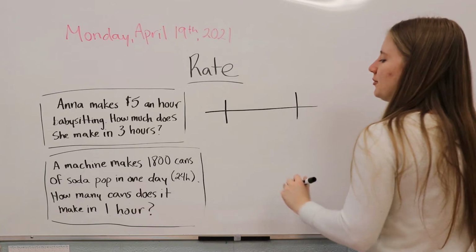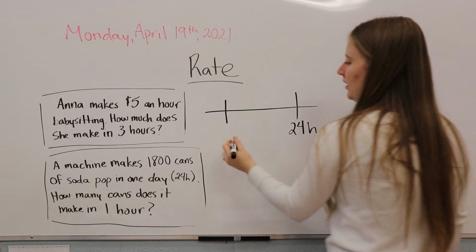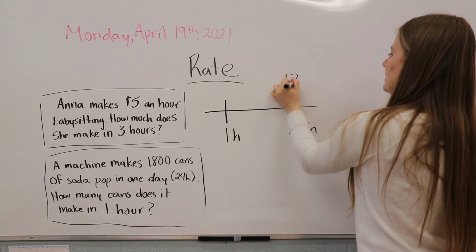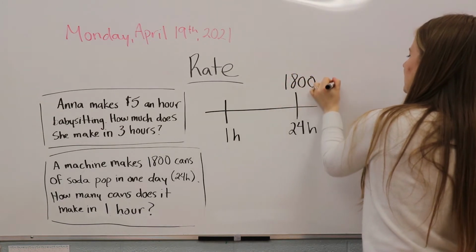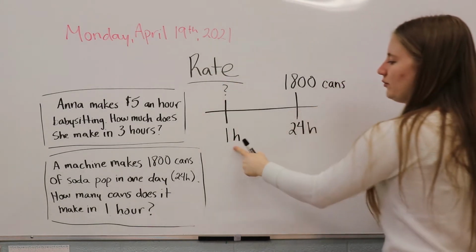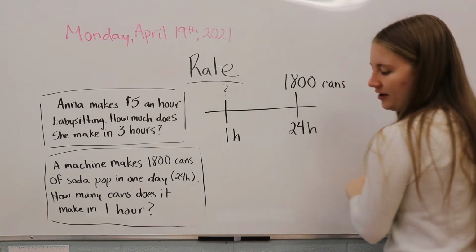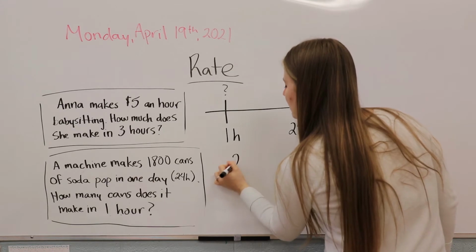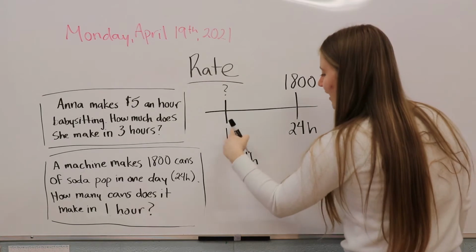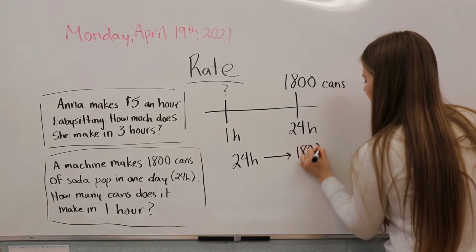Okay, so we know that the information we can fill in is going to be on this side because it's 24 hours. Okay, and we're looking to find 1 hour. Okay, and we know that we have 1,800 cans after 24 hours, which means that this is our gap to find the rate for 1 hour. Okay? So when we're doing our little arrows, we're going to put hours here, 24 hours, because we know that the value that we're looking for, or that we have, is hours. Okay? And here's my arrow for 1,800.